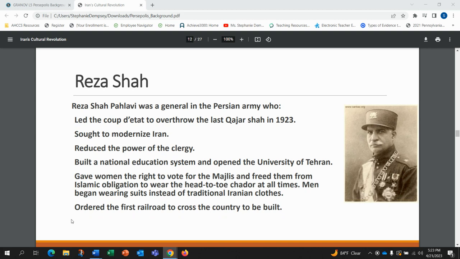Reza Shah Pahlavi was a general in the Persian army who led the coup d'etat to overthrow the last Qajar Shah in 1923. He sought to modernize Iran, reintroduce the power of the clergy, built a national education system, and opened the University of Tehran. He gave women the right to vote and freed them from the Islamic obligation to wear the head-to-toe chador at all times. Men began wearing suits instead of traditional Iranian clothes. He ordered the first railroads across the country to be built.